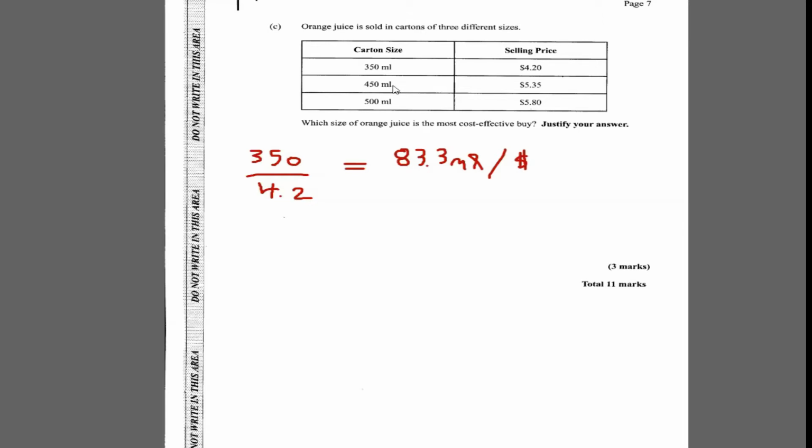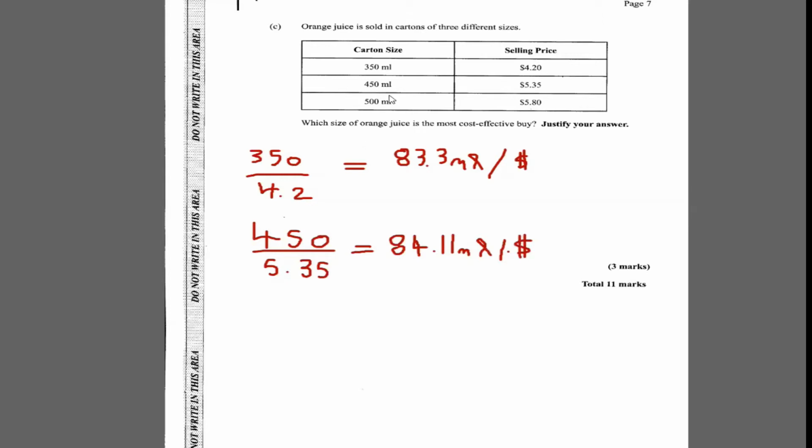So let's check out how much for $1 for the second one. So if I take 450 and divide it by 5.35, 450 milliliter divided by 5.35, what I'm going to get is 84.11. So this one is a better buy because I'm getting 84.11 milliliter per dollar. All right, so I'm getting like 1 milliliter more drink, per dollar.